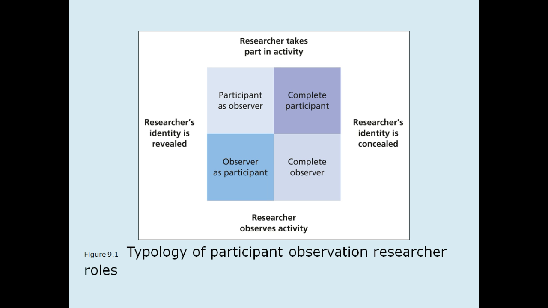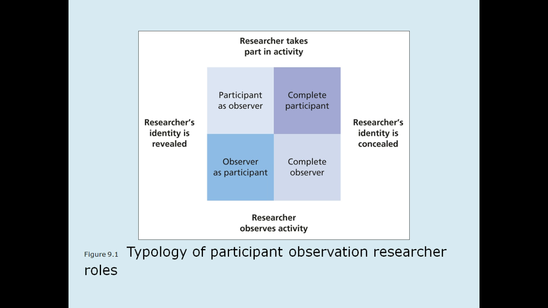The first one is, are you going to take part and work and do the same things as everyone else in this setting or in this company or in wherever it is? And the second one is, are you going to tell people about your intentions, that you're doing research and it's about this, or are you not going to tell them? And depending on the answer to those questions depends on which type of observational role you're going to take. And we'll take these 4 individually. So we've got 4 here.